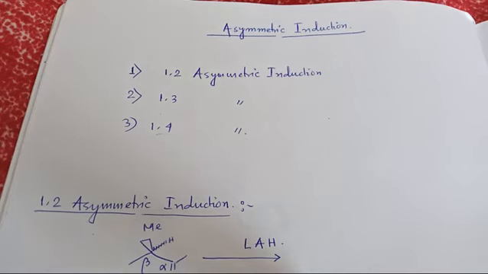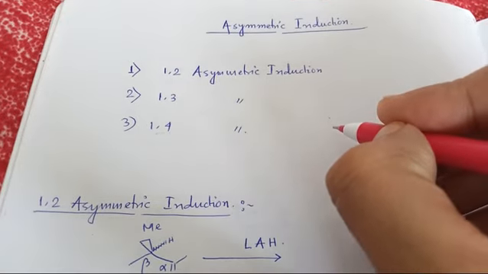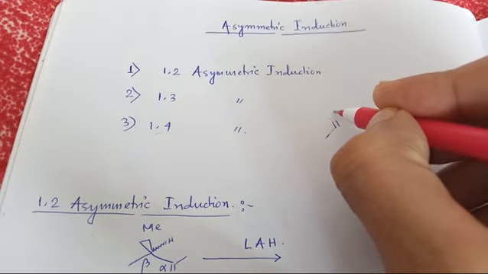Hello everyone. Today I am going to discuss asymmetric induction. It is also known as enantiomeric induction. Basically, what is asymmetric induction? Suppose we have a prochiral center like carbonyl here.